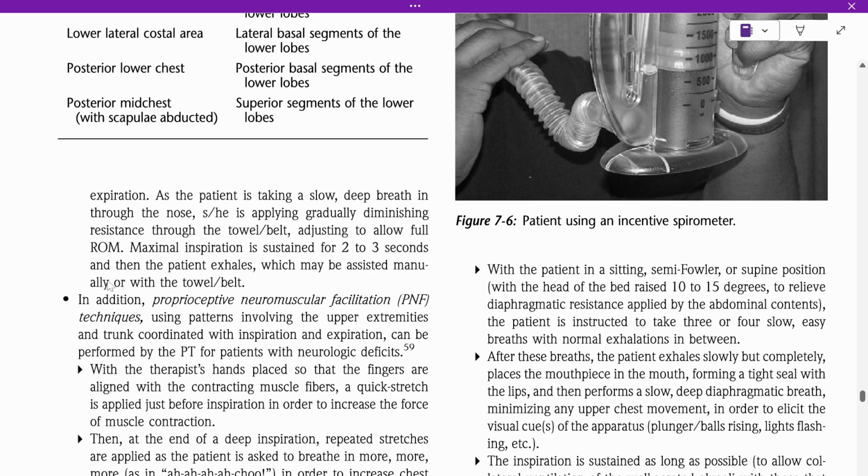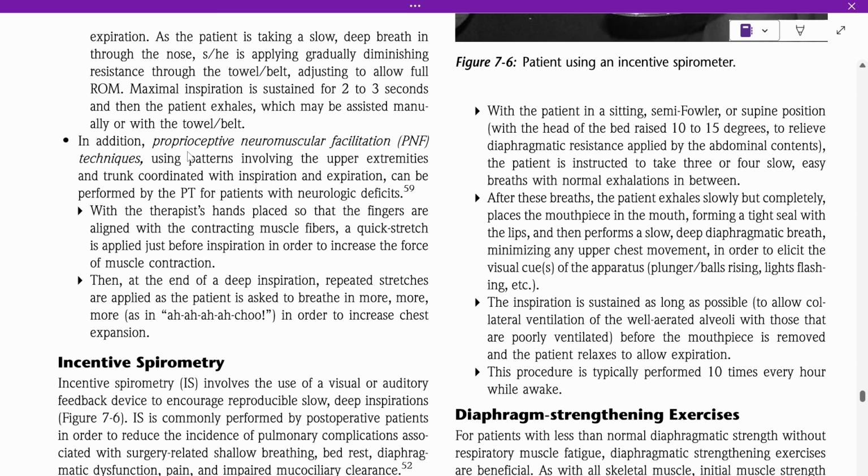with the towel or belt. In addition, proprioceptive neuromuscular facilitation (PNF) techniques using patterns involving the upper extremities and trunk coordinated with inspiration and expiration can be performed by the PT for patients with neurological deficits. With the therapist's hand placed so that the fingers are aligned with the contracting muscle fibers, a quick stretch is applied just before inspiration in order to increase the force of muscle contraction.